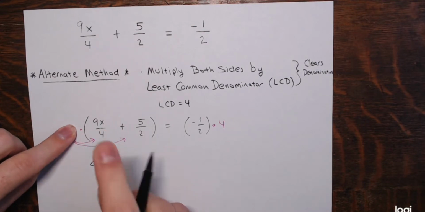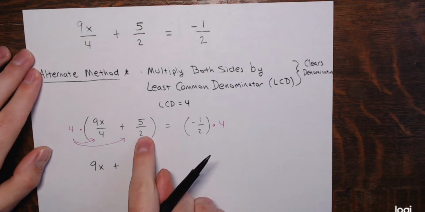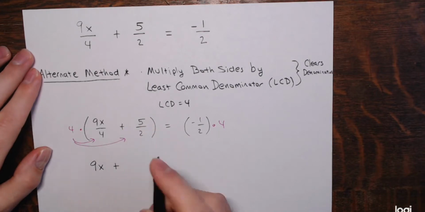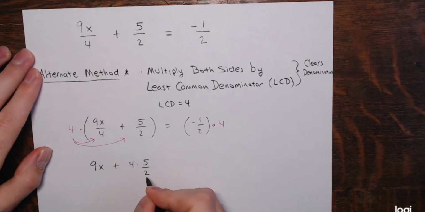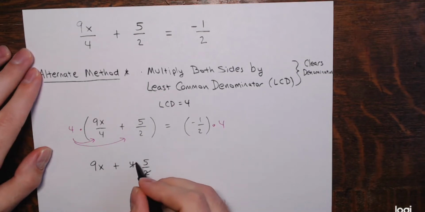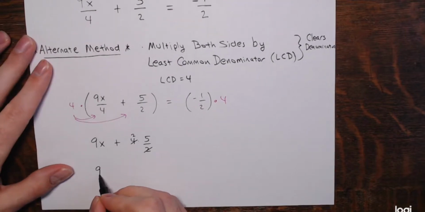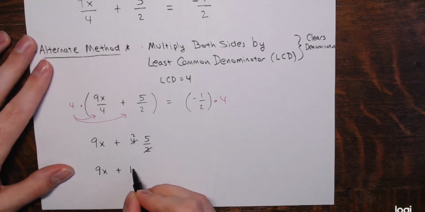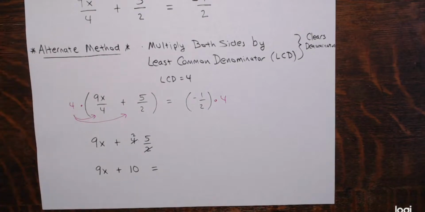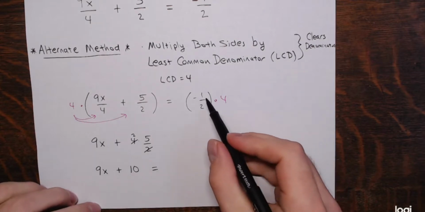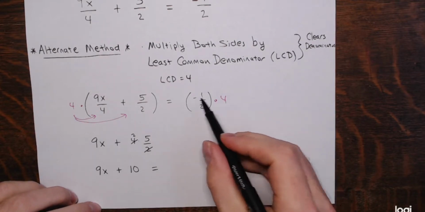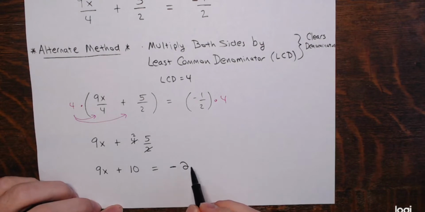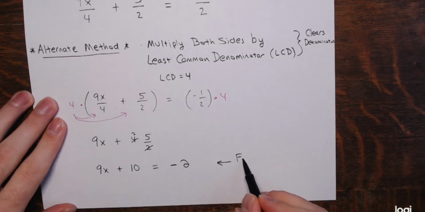Plus, and then when you multiply 4 by 5 halves, I'll write it here, 4 times 5 halves, 2 goes into 4 twice, and you're left with 2 times 5 or 10. So the left side is 9x plus 10 now, after multiplying by 4. 9x plus 10. See, no more fractions, no more denominators. And then the other side, negative 1/2 times 4, 2 goes into 4 twice, that's just negative 2. And you see now, no more fractions, right? Fractions have been cleared.